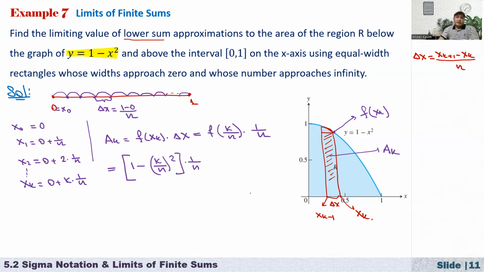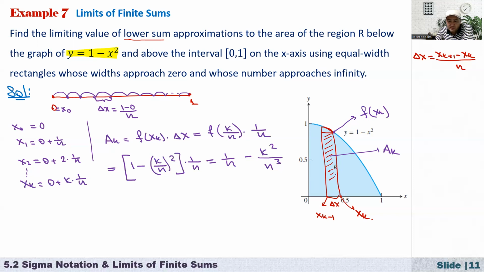Okay, and let me simplify this further, then we will evaluate. If you remove the brackets here, I have 1 over n minus k squared over n squared times n, which is n cubed. Okay, that is the area of one rectangle.